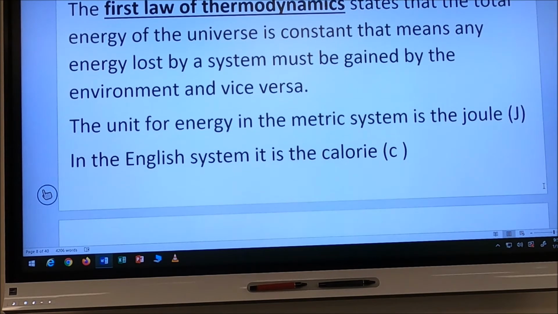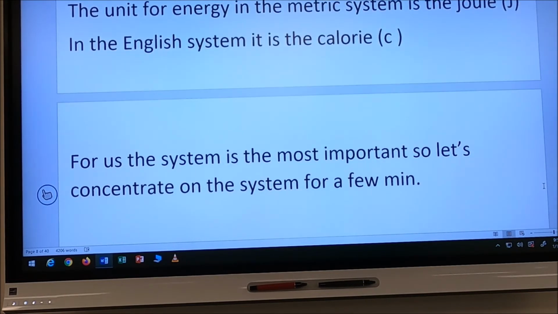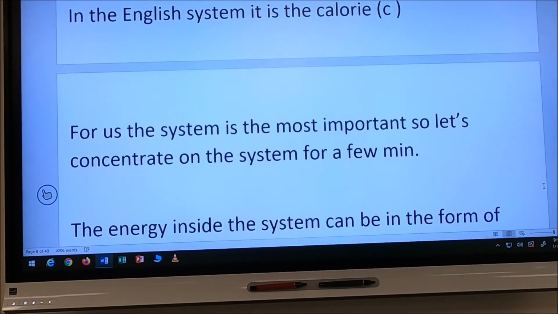Now, the unit of energy in the metric system is the joule. We'll use the joule quite a bit in here. In the English system, it's the calorie. That's the one you are most used to hearing about. We don't really use that in chemistry, but I just wanted you to know it's out there. Okay? So for us, the system is really what we concentrate on. We're worried about whether the system is gaining energy or losing energy, or whether energy inside the system is being transformed from one form to another.